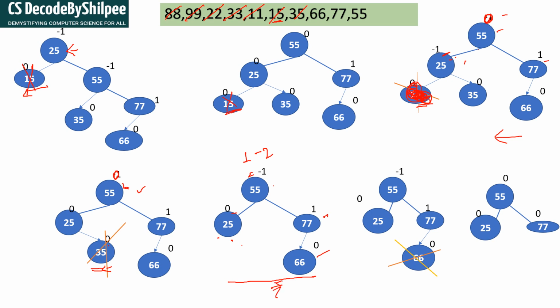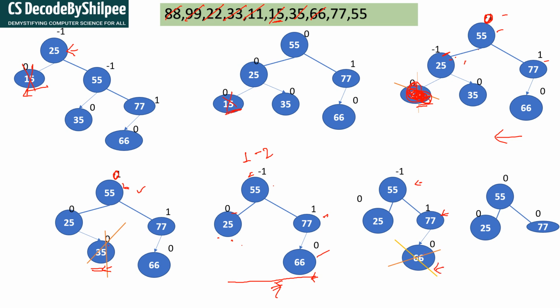Now I am going to delete 66. For 66, again check from the root node. Where is the 66? 66 is greater than 55, so come to the right part. Now check for 66 in the left part. This is also a leaf node, so you simply delete it.